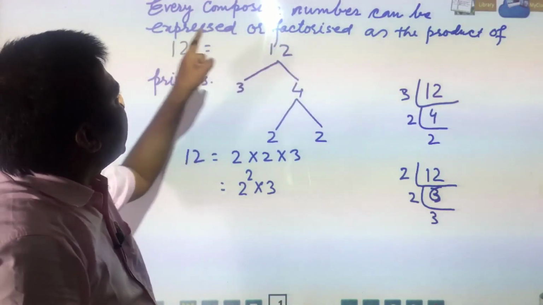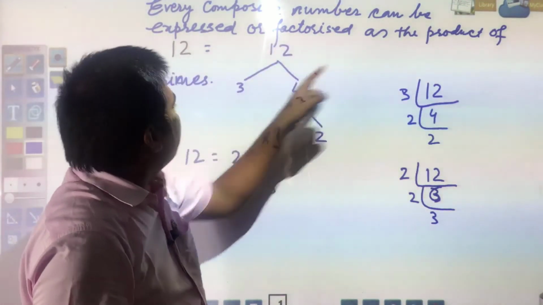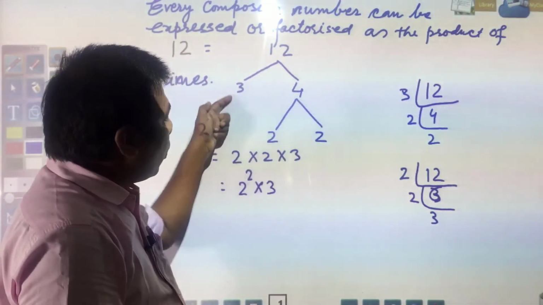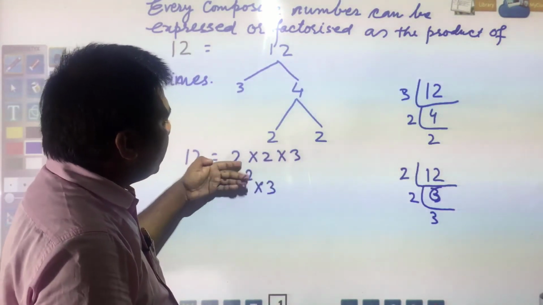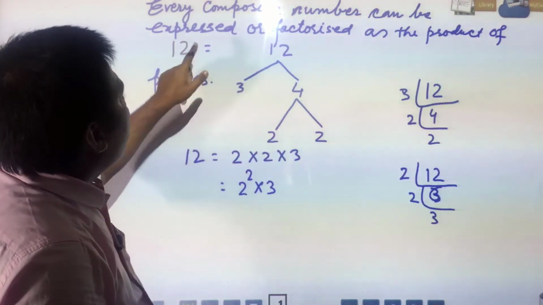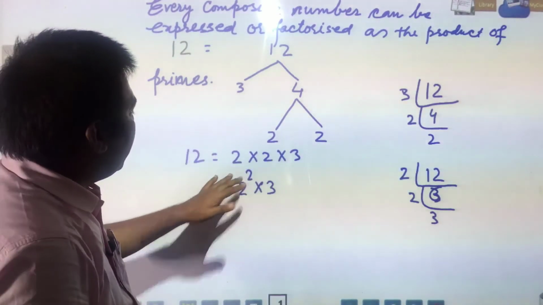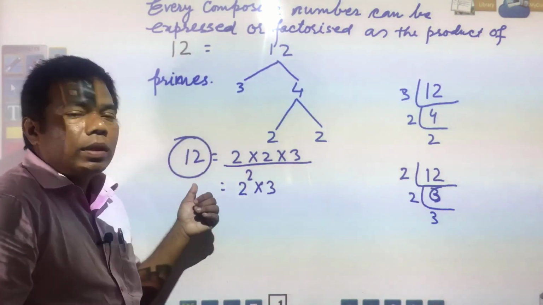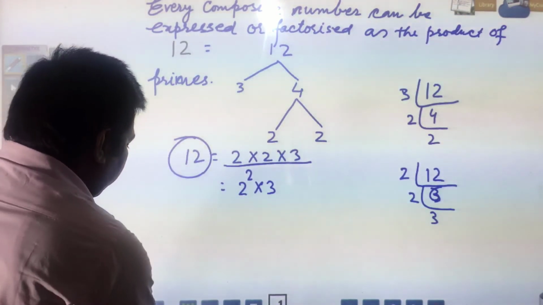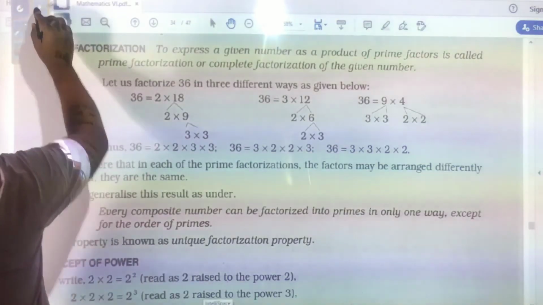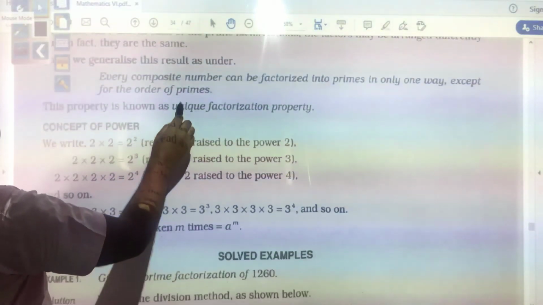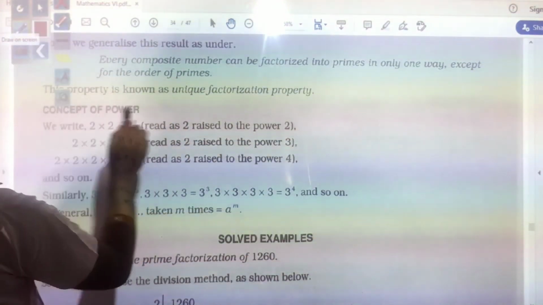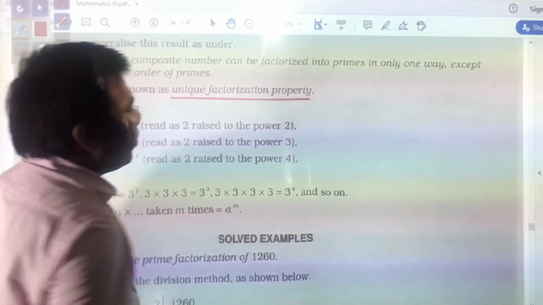Every composite number can be expressed or factorized as the product of primes, except for the order of these primes. It means the order of these primes may be different, but it can be expressed as the product of primes, and if you multiply these prime numbers, you will get the given composite number. I hope you understood. This you need to remember. This is called the unique factorization property.